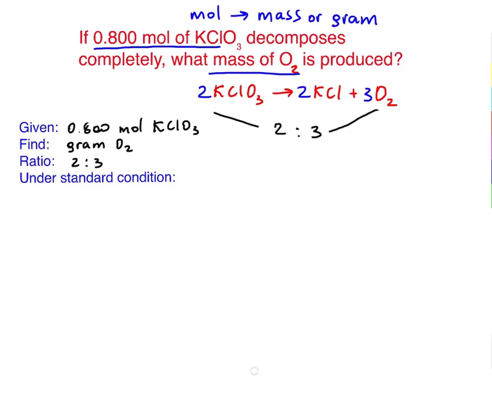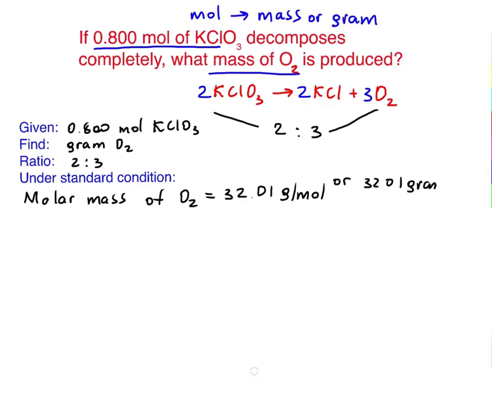And then the last one is the standard condition. Since you need to find the grams of oxygen produced, you need to find, under standard condition, the molar mass, or gram per mole, of oxygen. The molar mass of oxygen under standard condition is 32.01 gram per mole, or you can also say it as 32.01 gram per 1 mole. I apologize for the mistake.